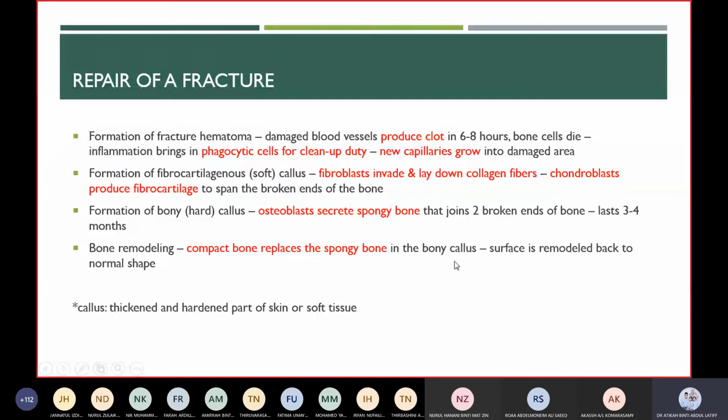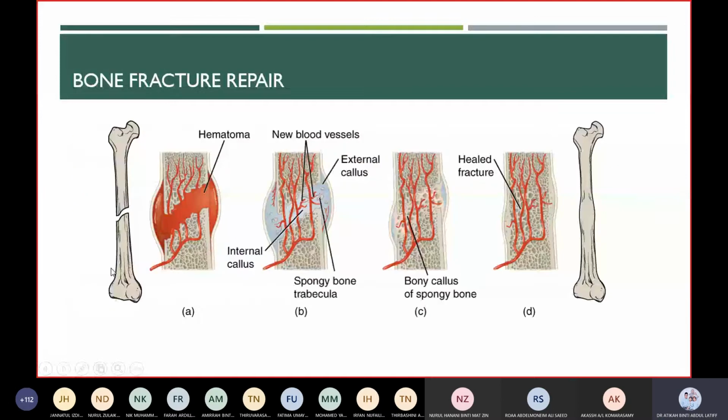So if you look at this, first the hematoma is formed, and here new blood vessels are formed, and there is cleanup duty by the phagocytes. Next, the formation of new blood vessels, and this is the debris, which will be cleaned up by phagocytes.